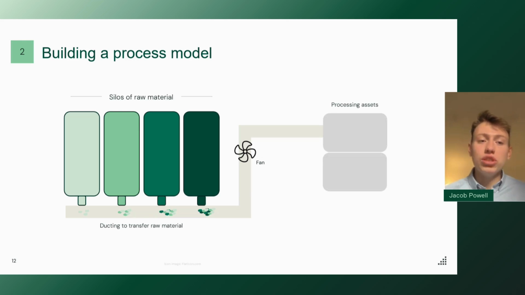Now, again, we were able to understand all of the physical variables that existed, and were able to build that process model to understand how material should flow from the silos into the processing assets. And again, this got us ready for question 3, which is all about building the fault tree and building that hierarchy of physical variables.